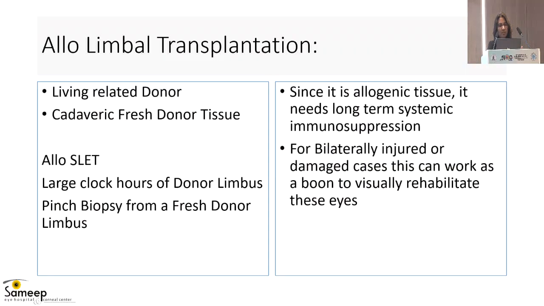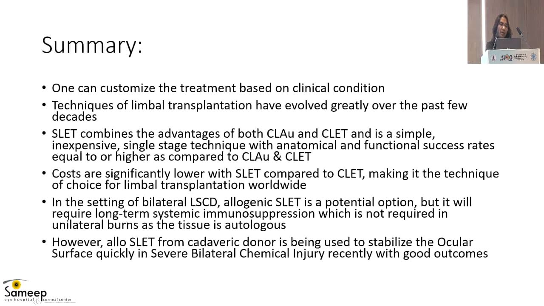So this is another clinical case. At times, we would like to do allolimbal transplantation, and that is indicated with a living-related donor; cadaveric fresh donor tissue we can use. For Allo-SLAT, usually we take large clock hours of donor tissue, or sometimes one can take a pinch biopsy from the fresh donor limbus. Since it is allogenic tissue, it needs long-term systemic immunosuppression. For bilaterally injured or damaged cases, this can work as a boon to visually rehabilitate these eyes, especially chronic VKC and chemical injury patients. So to summarize, one can customize the treatment based on clinical condition.